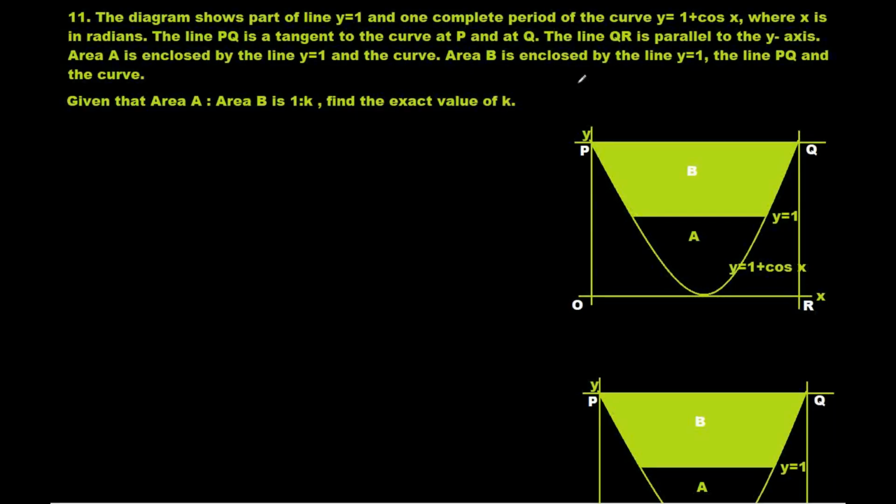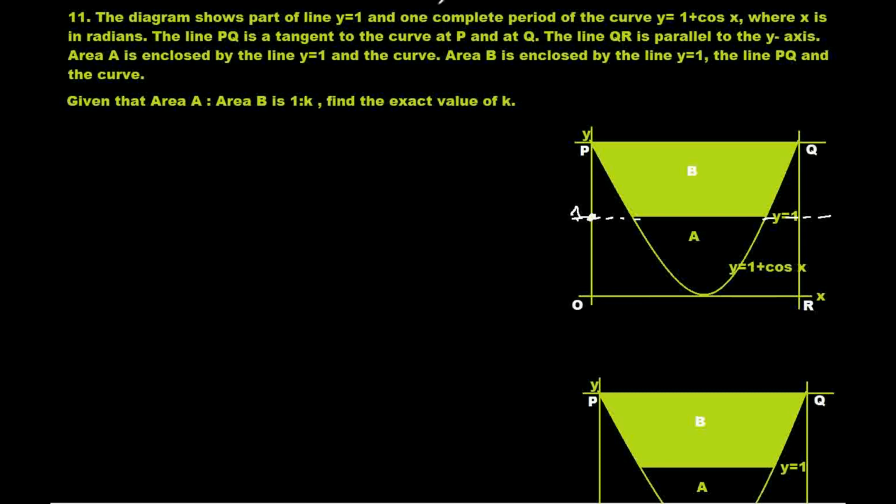Question 11 is about this figure they have given. The diagram shows part of the line y equal to 1. This is y equal to 1. Let me complete this. This line is y equal to 1. That means this coordinate is (0, 1).